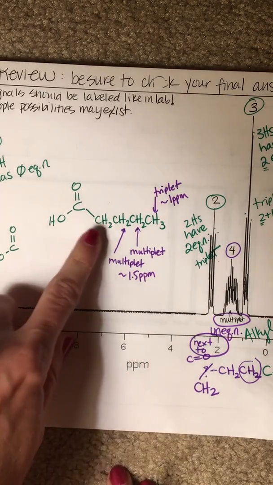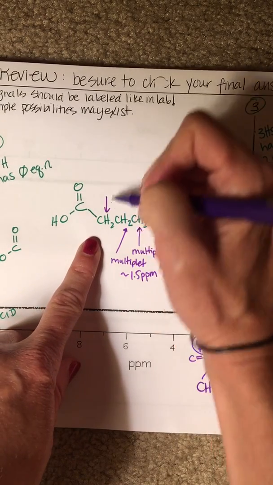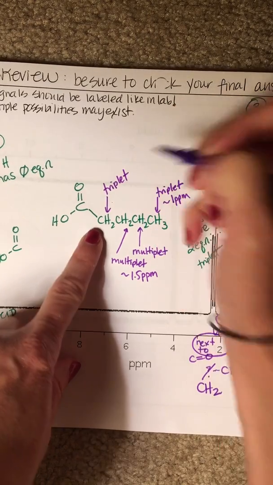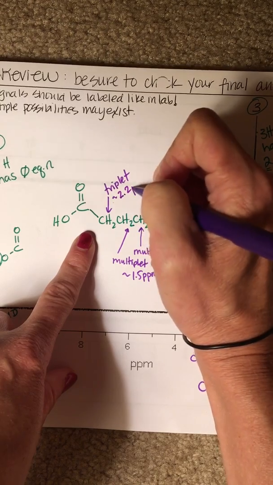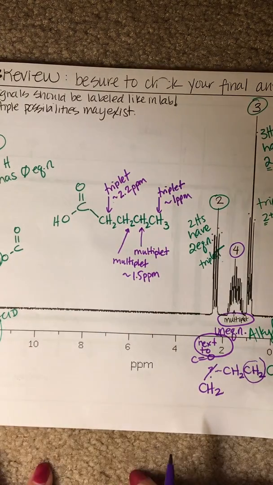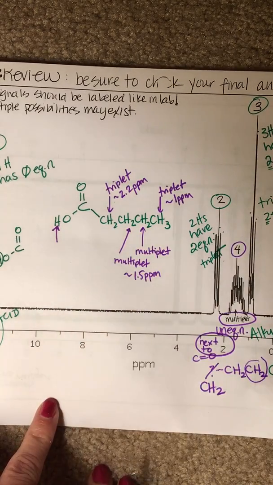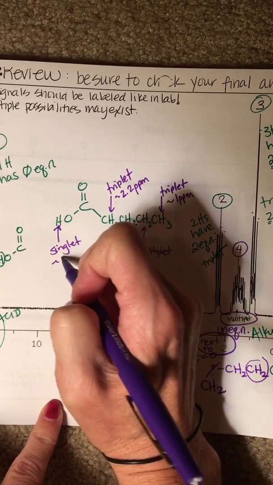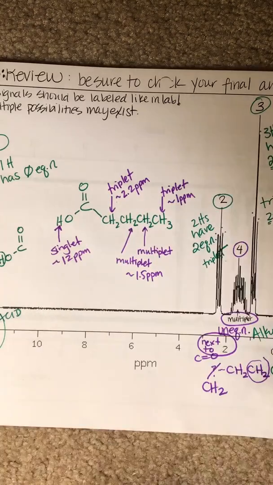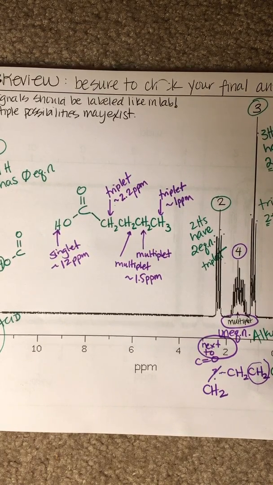Now our 2 hydrogens right here have 2 equivalent neighbors. So this is our triplet. And since it's adjacent to a carbonyl, that's in that 2-ish region, which we have seen before. And then lastly, we have our Lone Ranger, super deshielded with no neighbors. That would be our singlet, right around 12 ppm. So we have all of our hydrogens accounted for, and we have our chemical shifts matched up as well.